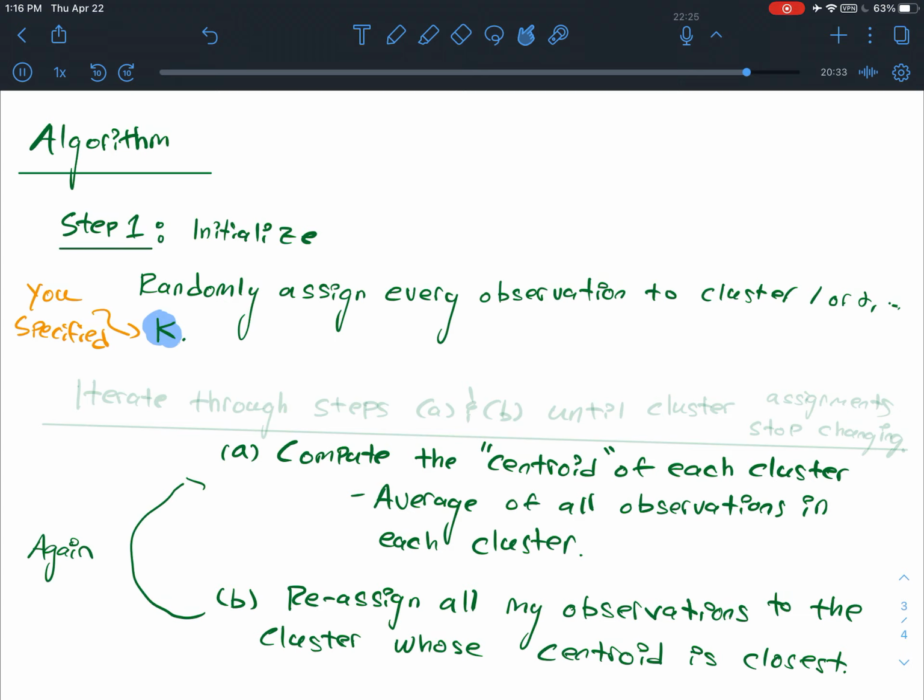Maybe I can keep repeating this process over and over again. And the hope here is that if I keep computing cluster centroids, reassigning observations, and then computing new centroids, over and over and over again, maybe eventually these clusters will become really, really good. And that's exactly the idea of k-means clustering. So I'm actually going to repeat these steps, step A and B. I'm going to iterate through steps A and B until cluster assignments stop changing.